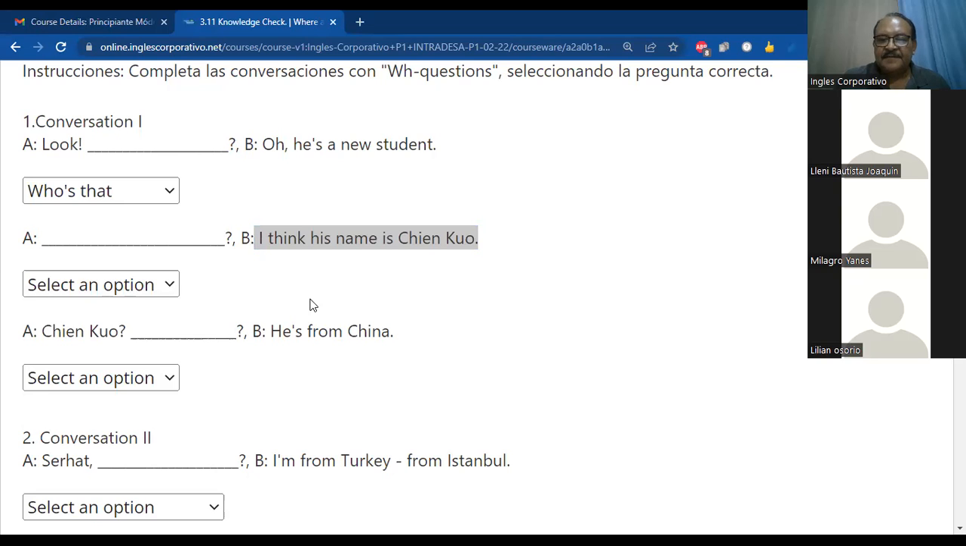Give me a minute, please. Chequeenlo porque tengo un problema ahorita de battery. Deme un segundito.